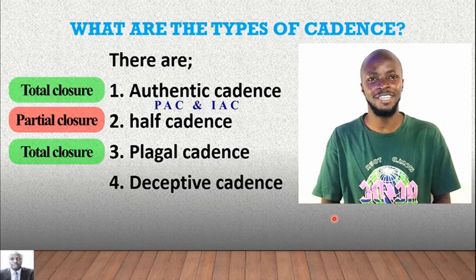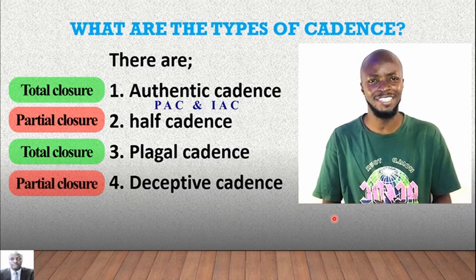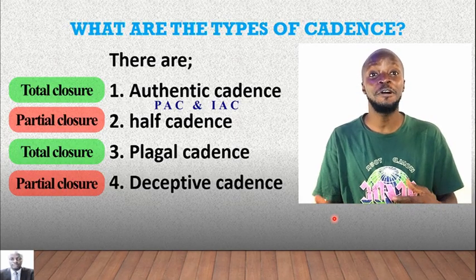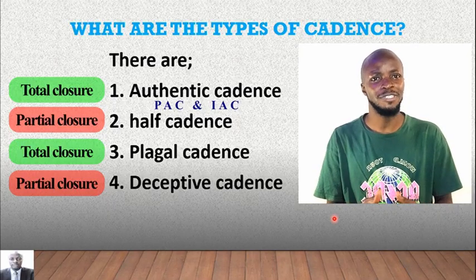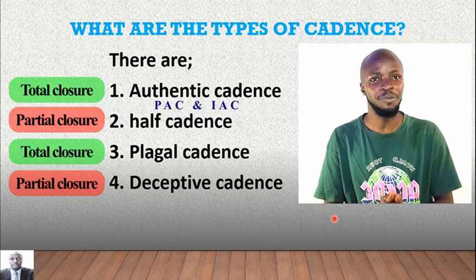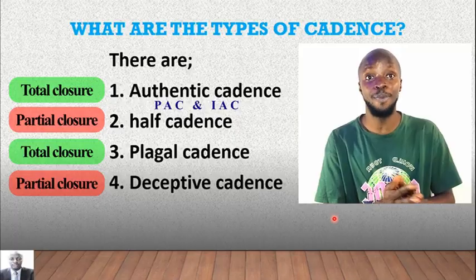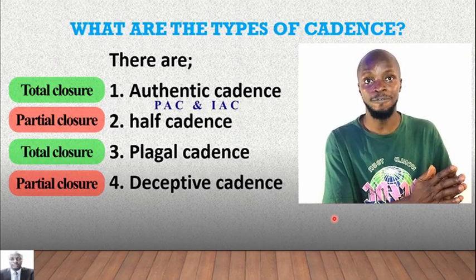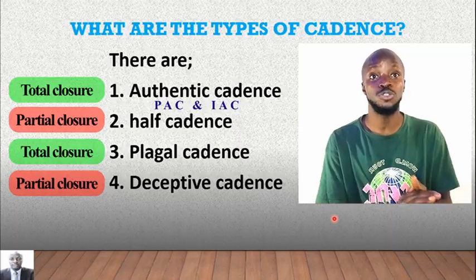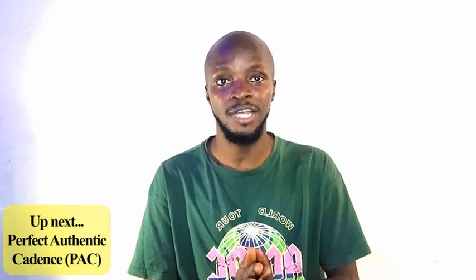And deceptive cadence, just like the name implies, is also called the interrupted cadence. It tends to give us a feel of complete closure to the music, but rather than giving us a sense of complete closure by landing on the home chord or the home notes of the piece of music, it rather goes to another note or another chord. So we're going to talk about this deeply, extensively as we progress.